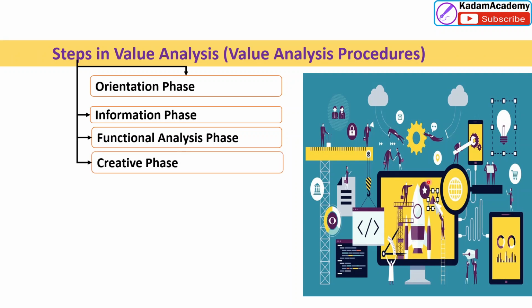Creative phase. This phase is the essence of value engineering. All the possible alternatives are generated. This can be achieved by application of brainstorming. What do we do here? We hold a brainstorming session, using creative techniques to generate a large number of ideas for providing the functional requirements.